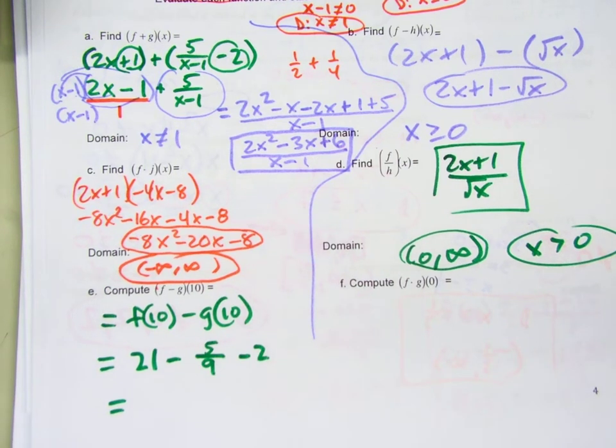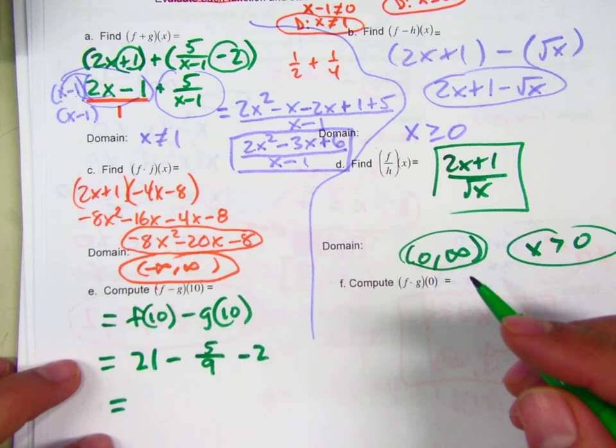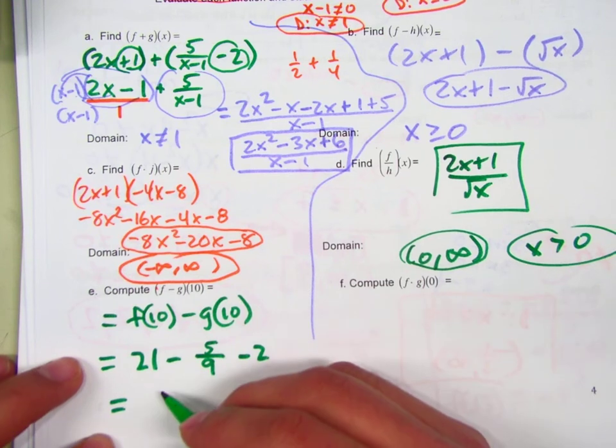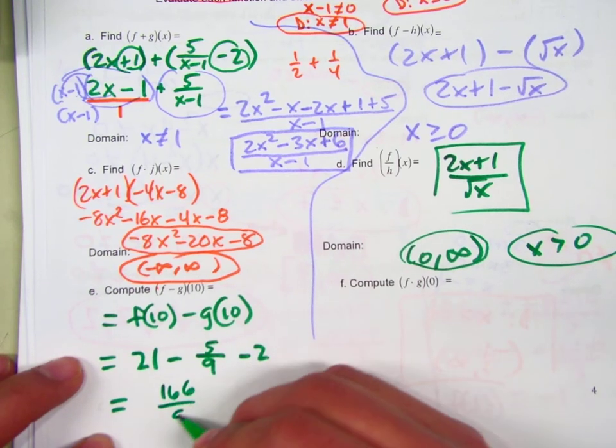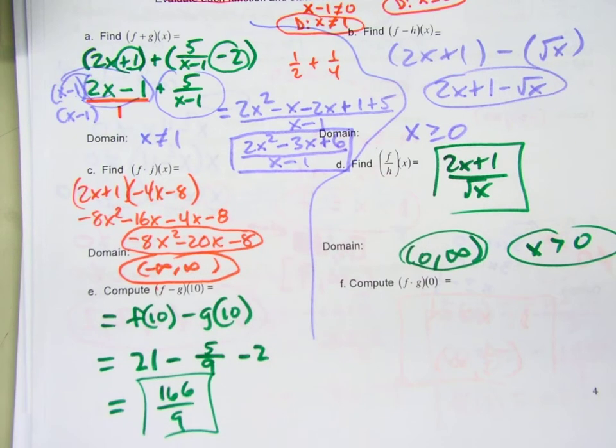You guys know how to convert into a fraction on the calculator, right? Oh yeah, we did that in the probability unit at least. I'm getting 166 over 9. 166 over 9. Okay. You guys try F real quick.